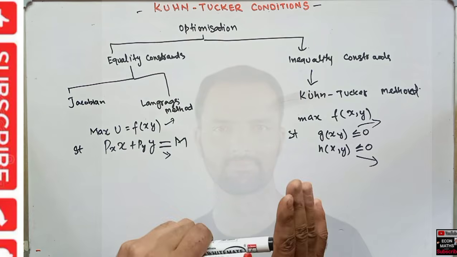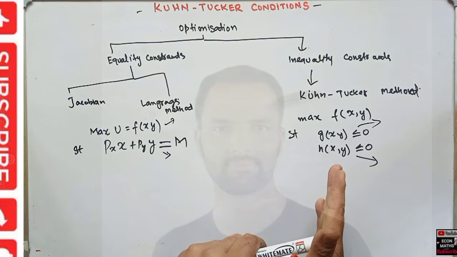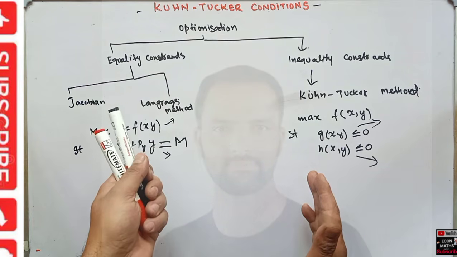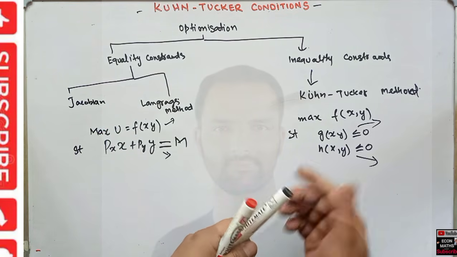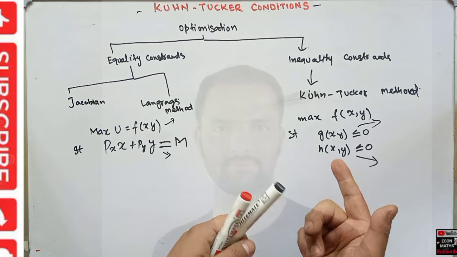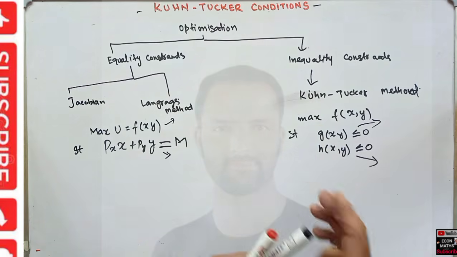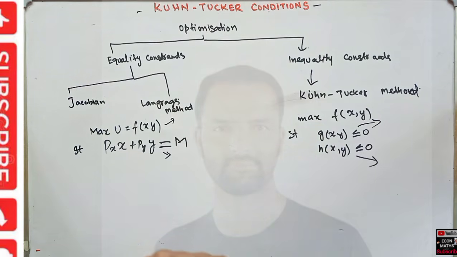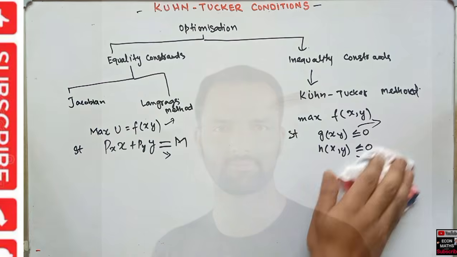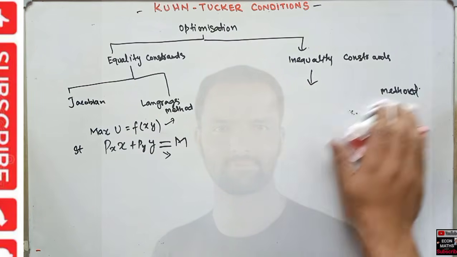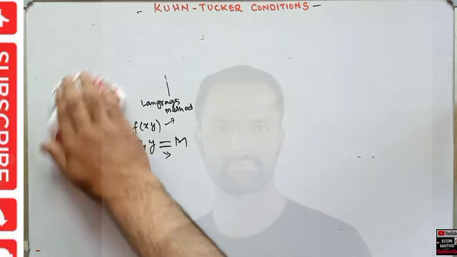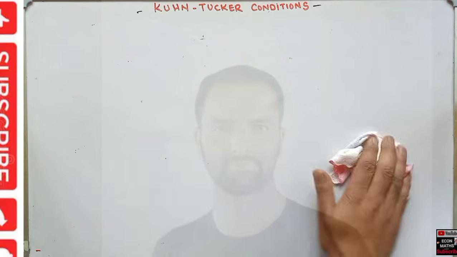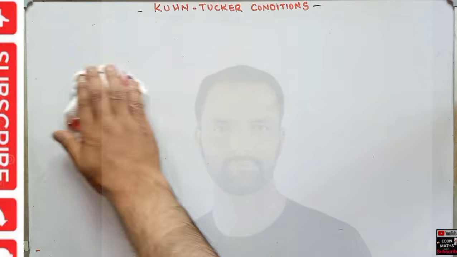Okay, I hope you got the idea why we use the Kuhn Tucker condition or why we use Lagrange's method. One more important thing to be remembered: whenever we solve with the Kuhn Tucker method, we need Lagrange's method in solving this Kuhn Tucker condition. Okay, so let me rub this out and come back to our topic, that is Kuhn Tucker condition. I will give you an example of how we use the Kuhn Tucker condition.